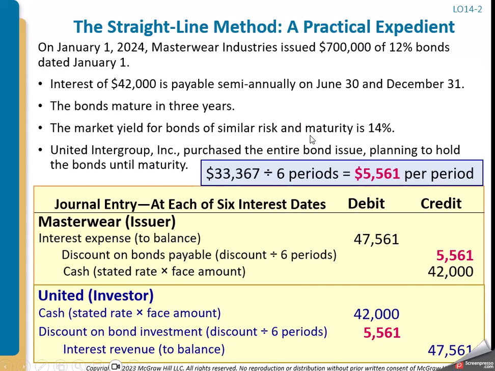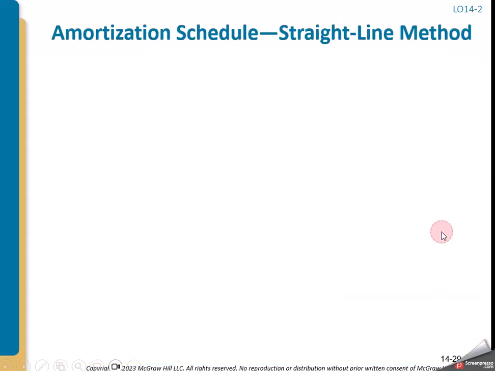Straight line makes it easier than doing that whole amortization. So what you do is you take the discount. The discount was $33,367, and you just divide it by the number of payments left, and that's your amortization for each 6-month interest payment. So these entries will be the same. It doesn't matter what payment we're on.